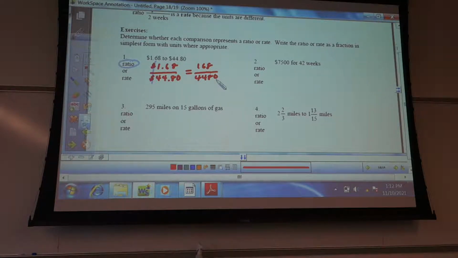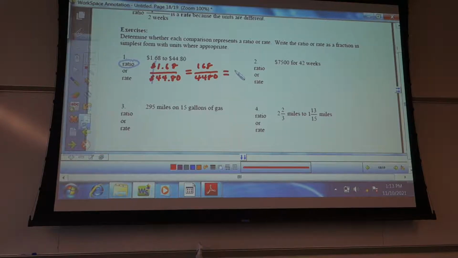Are they both divisible by 4? I don't know. Let me bust out my calculator and see. 168 divided by 4. Ooh, I get a whole number. How about 168 divided by 8? Well, I get a whole number there too. So now the 4480, let's see, is 4480 divisible by 8? It is.